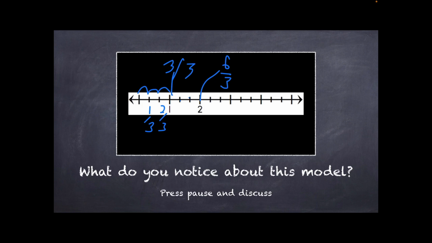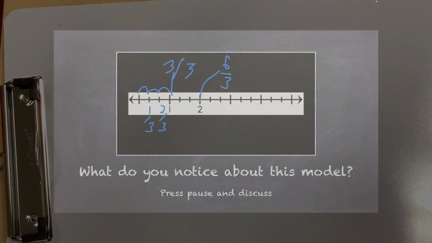So 1/3, 2/3. And notice that when it gets to 3/3, that means we have the whole, correct? Because there are 3 pieces in a whole for this one particularly. And when we go to the end, it'd be the same as multiplying that denominator by 2, which is 6, which means we would have 2 wholes.